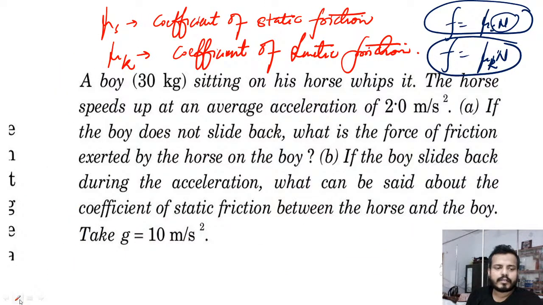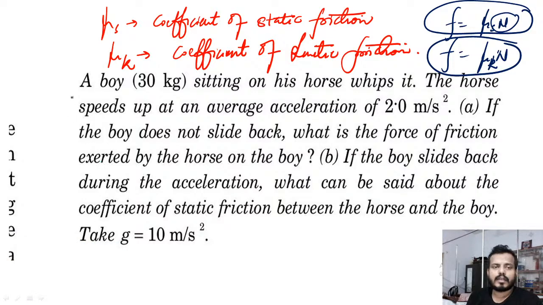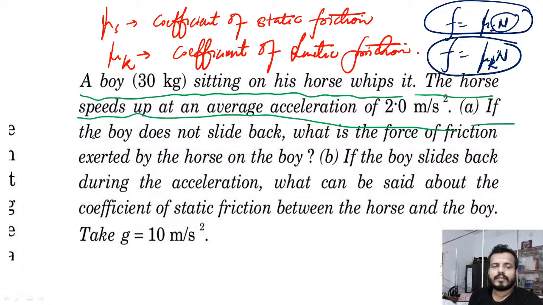A boy of 30 kg sitting on his horse whips the horse. The horse speeds up at an average acceleration of 2 m/s². If the boy does not slide back, what is the force of friction?